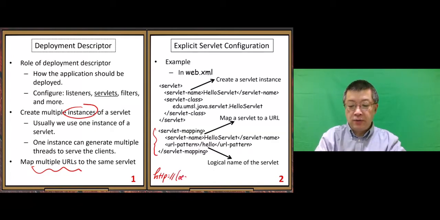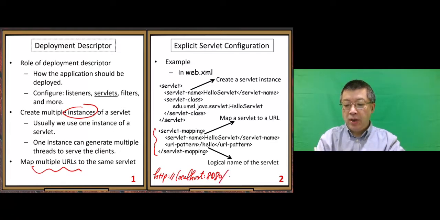http://localhost:8080, Tomcat standard port number, then hello world, right? So our web application is called hello world. Then call servlet hello. All right, so that's how we call our servlet.